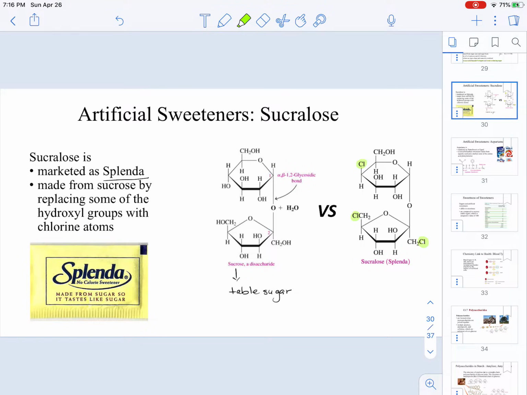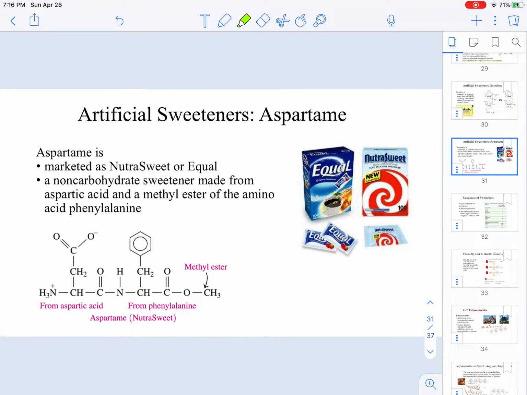and even creates, if consumed in really high amounts, seizures. Let's move on to the next artificial sweetener, which is aspartame. So aspartame is what we consider in the market as NutraSweet or Equal. Now, this one is considered a non-carbohydrate sweetener because when we look at its structure, it doesn't even look like a monosaccharide. One of the special features in aspartame is that it is actually made by linking 2 amino acids.